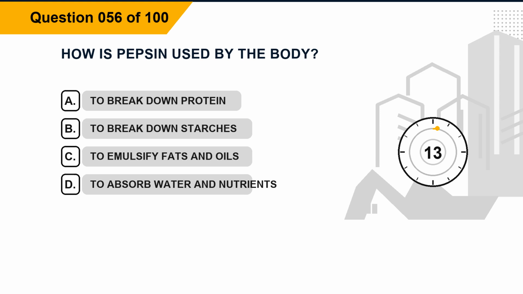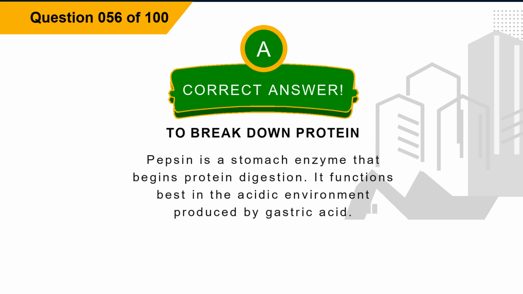Question 56. How is pepsin used by the body? Option A, to break down protein. Option B, to break down starches. Option C, to emulsify fats and oils. Option D, to absorb water and nutrients. The correct answer is option A, to break down protein. Explanation. Pepsin is a stomach enzyme that begins protein digestion. It functions best in the acidic environment produced by gastric acid.